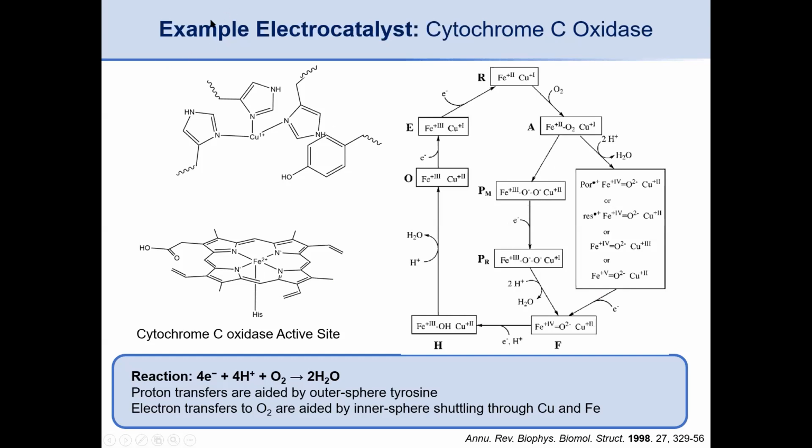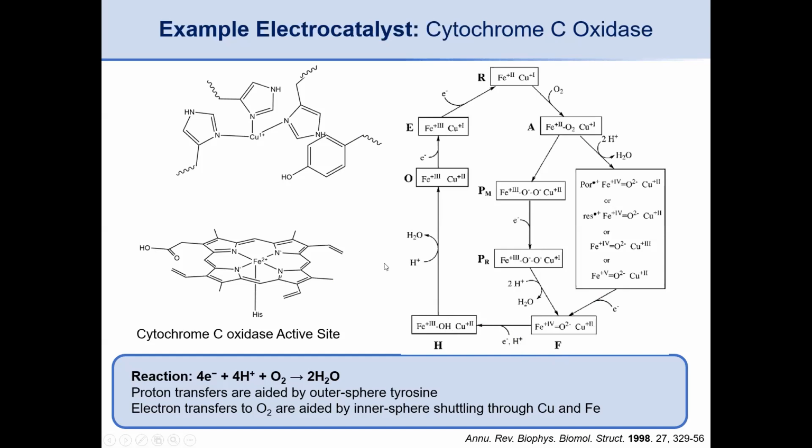Then an electron will come from the protein, from cytochrome C, to re-reduce the copper, at which point 2 protons will come in, react with the peroxide to form water, and a further electron will come from the iron porphyrin compound to form this iron oxo species shown here. We then get more electrons from cytochrome C and another proton.